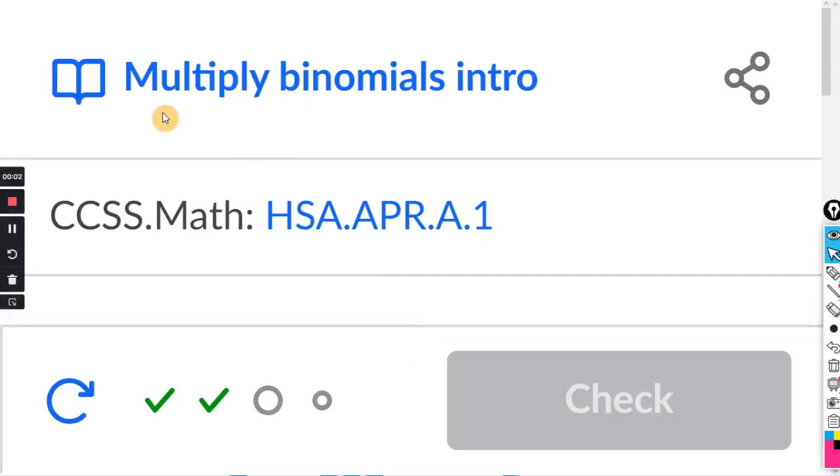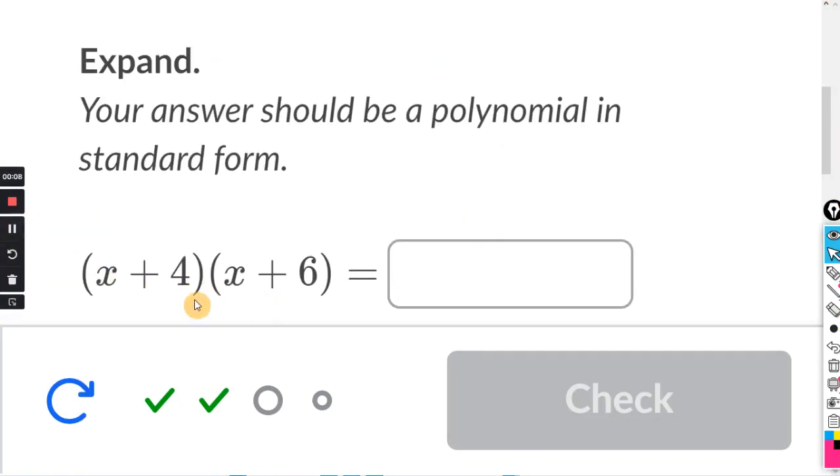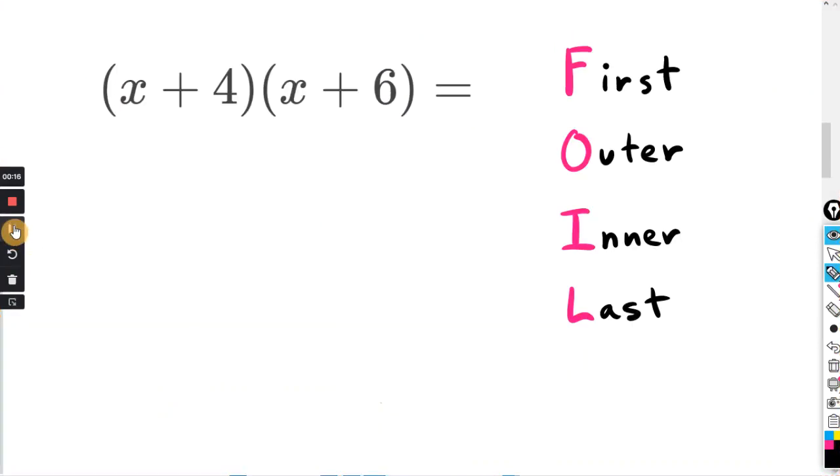This will be for the exercise, multiply binomials intro. So we want to multiply these two terms. Your answer should be a polynomial in standard form. Basically, we're expanding this right here. The term binomial just means there's two terms. So we're multiplying two binomials.